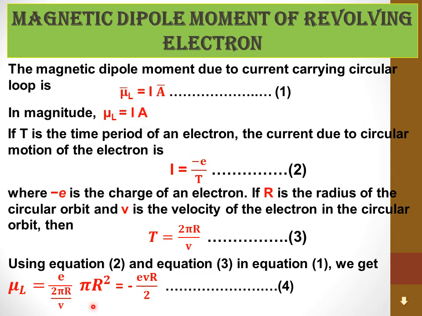And finally we get minus e v R divided by 2, because already we have a minus for e. So mu L equals minus e v R divided by 2. Let us take this as equation number 4. According to the picture, for the electron revolving in a circular orbit, the directions of the magnetic dipole moment vector and the orbital angular momentum vector are opposite to each other.